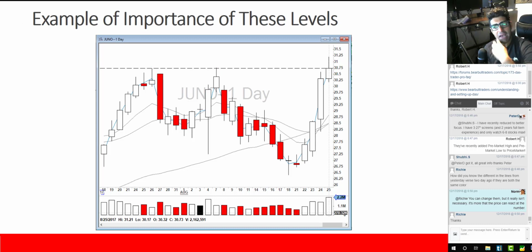So these are the levels that we have. Yesterday high, yesterday low, two days ago high, two days ago low, and previous day close. Five levels automatically on the chart. You don't need to do anything. You just put it on, set it up, and then you have it.